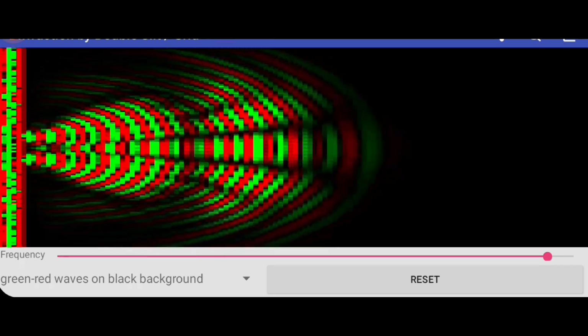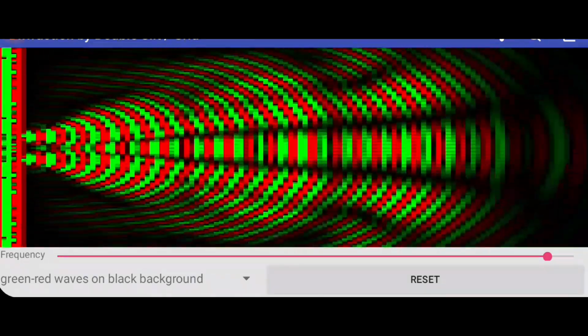Wave-particle duality. The interference pattern observed in the double slit experiment suggests that light behaves as a wave. However, the discrete nature of the light quanta, or photons, is also observed in certain experiments, indicating the wave-particle duality of light.